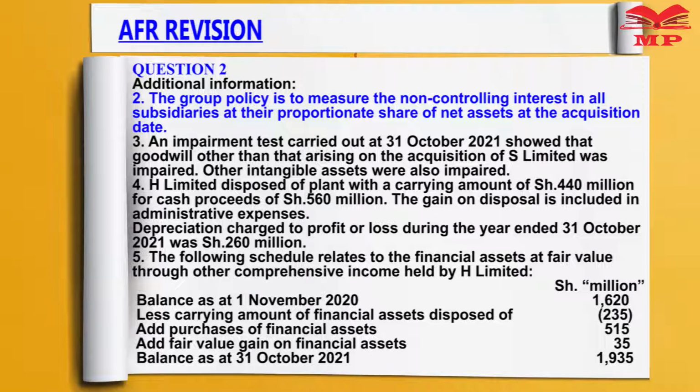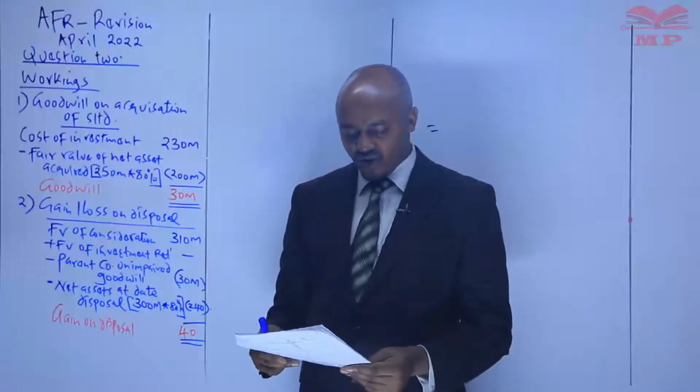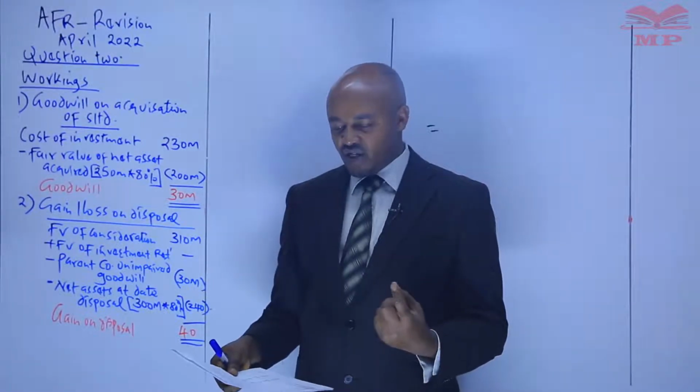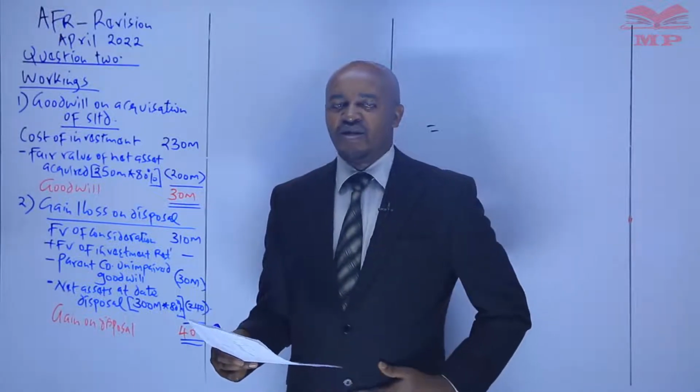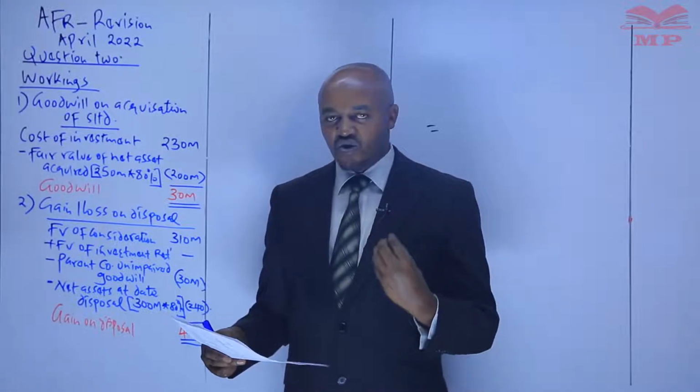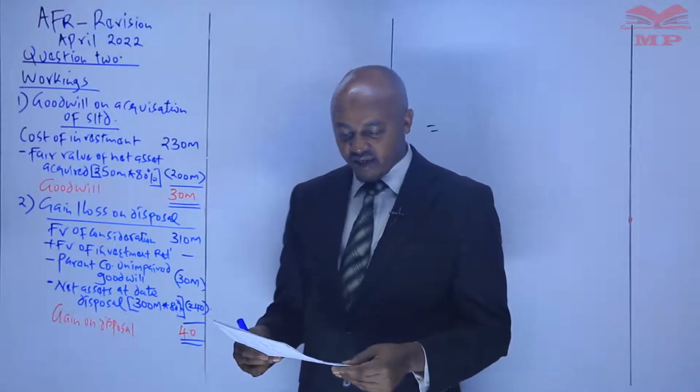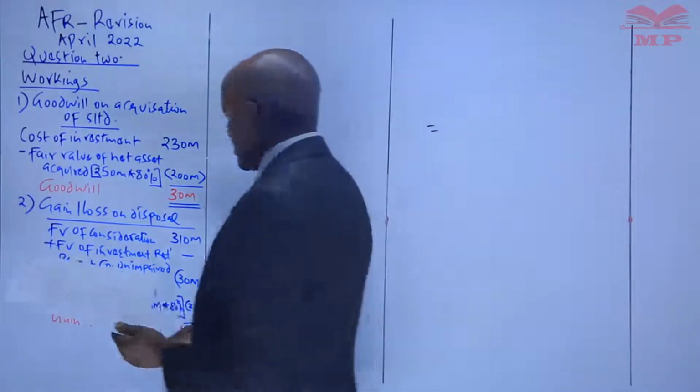Note 3 was about what? Okay, I think we can go through note 3. We are told impairment test carried out on 31st October 2021 showed that the goodwill other than that arising on acquisition of S Limited was impaired. And also we are told other intangible assets were impaired. I think in this case we can determine 2 items as far as note number 3 is concerned. We determine the impairment loss of goodwill and also the impairment loss of intangible asset. These are a number of items we need to take into account when computing the cash flow from the operating activity.